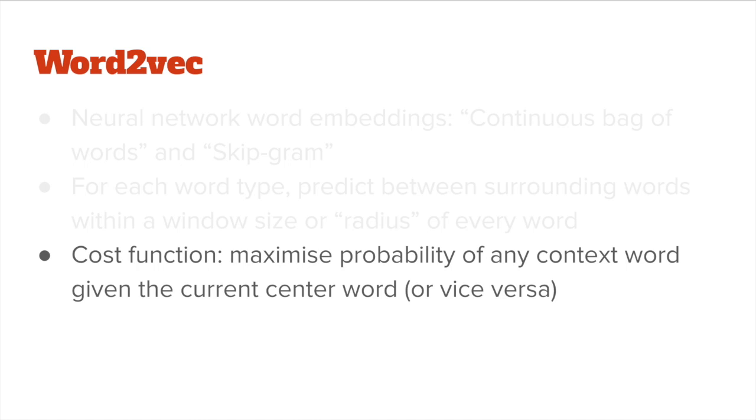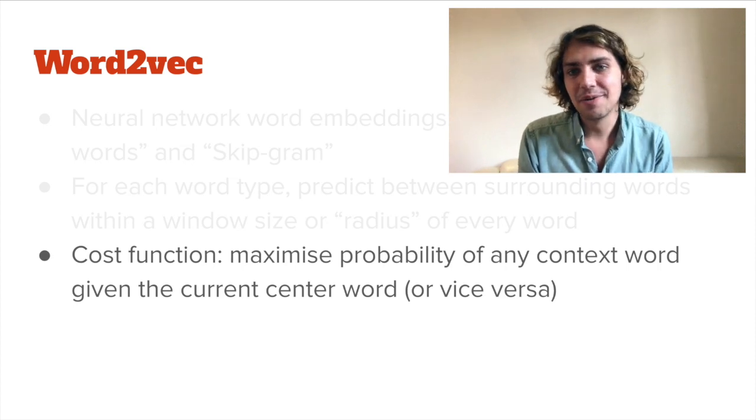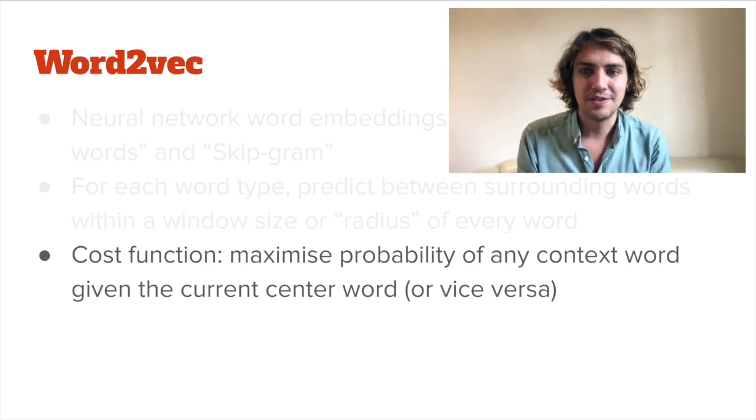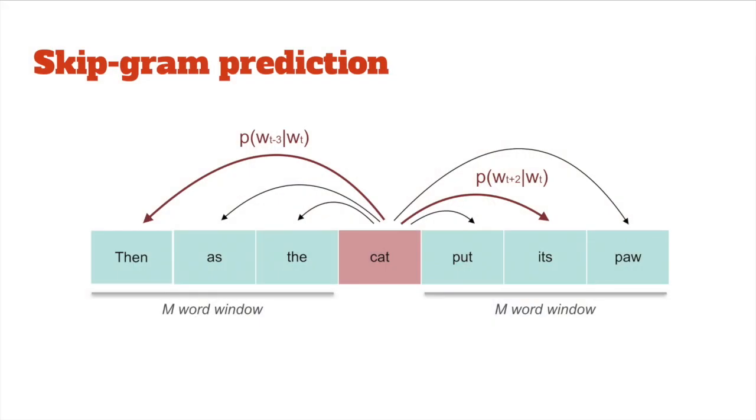Third, as is typical in machine learning, we make use of a cost function, which is basically a way of telling our AI system where it can improve its performance. This is what we do in ML, right? We try to make an algorithm better at predicting something. To do that, we have to be able to tell it when it's screwing up. And the goal here, just to remember, is to maximize the probability of any context word appearing given the current center word. Or the other way around, maximizing the probability of a center word given a certain context.